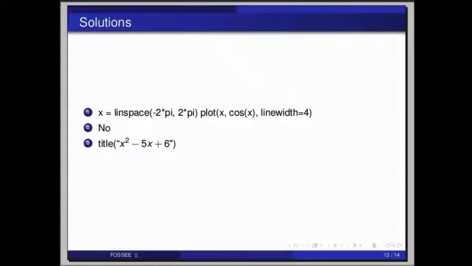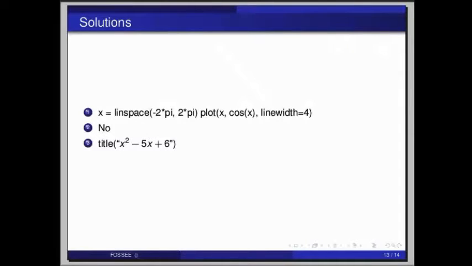First one, in order to plot a cosine graph between the points -2pi and 2pi with line thickness 4, we use the linspace and plot commands: x is equal to linspace within brackets -2pi, 2 into pi. Then plot within brackets x, cos x, linewidth is equal to 4. And the second answer is no. We do not have an option to modify the alignment of text in the command ylabel.